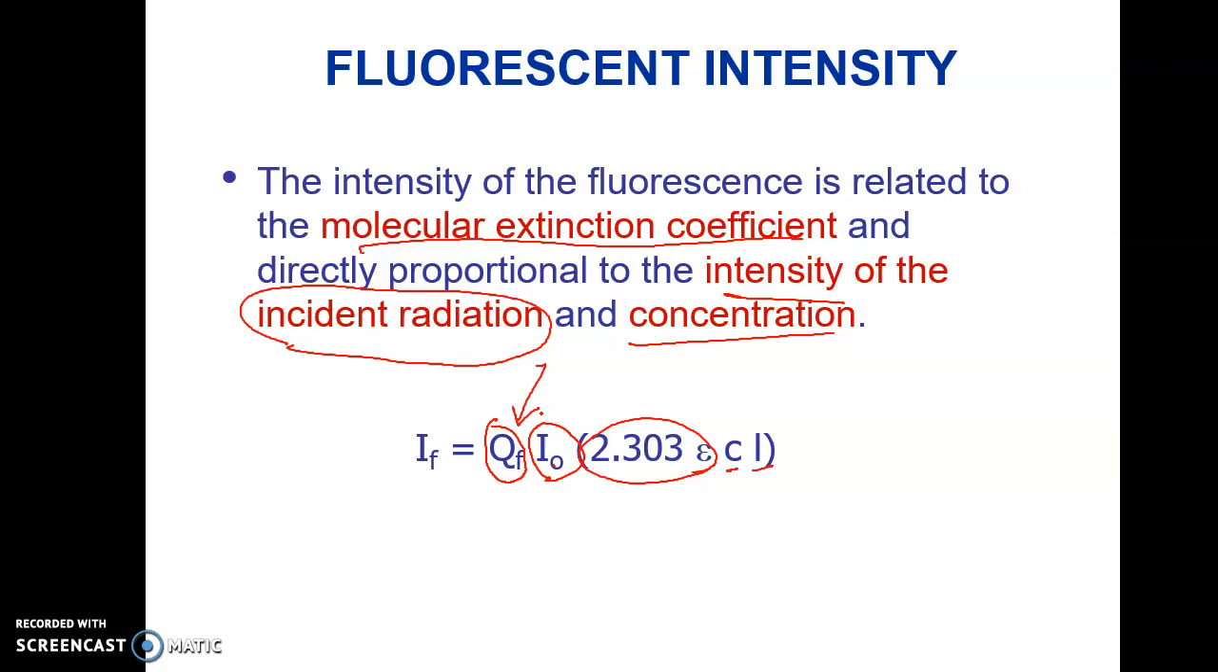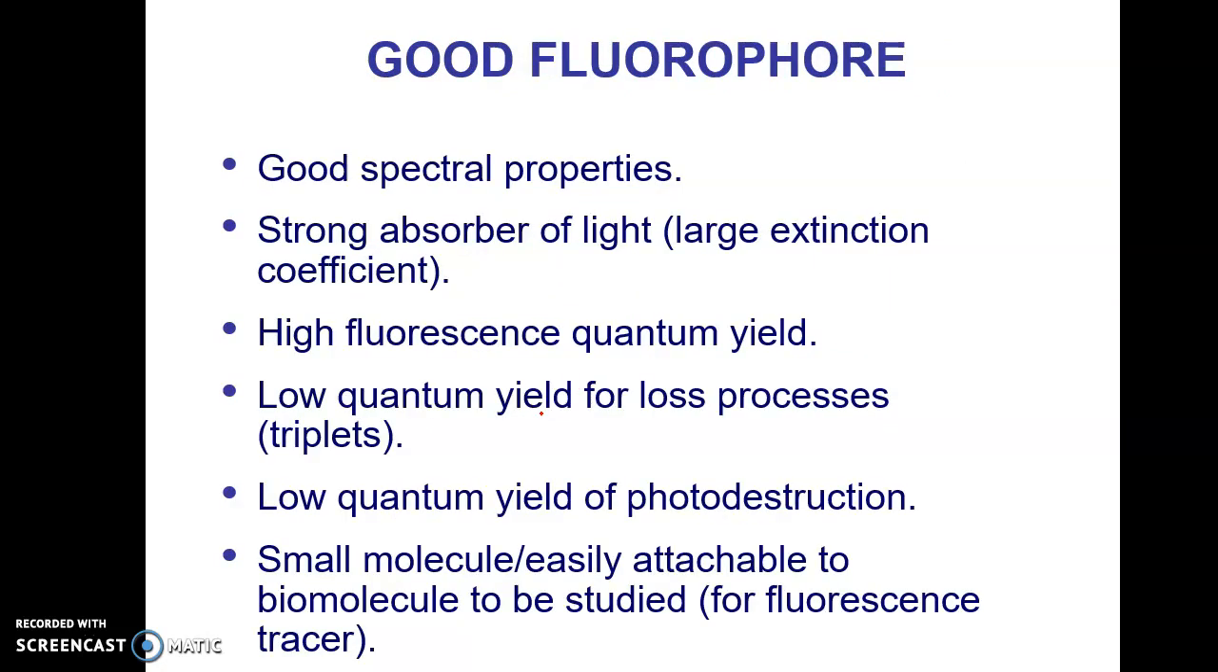So what makes a good fluorophore a good fluorophore? It must have good spectral properties because of the structure. It is a strong absorber of the light, meaning a strong absorber of the radiation given. What kind of radiation? It can be from UV, but can also be in the visible region. But most of the time it is UV.